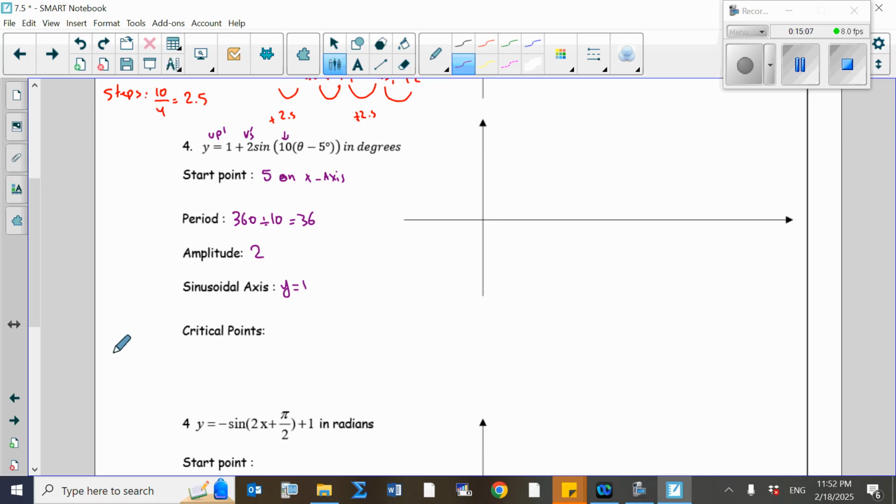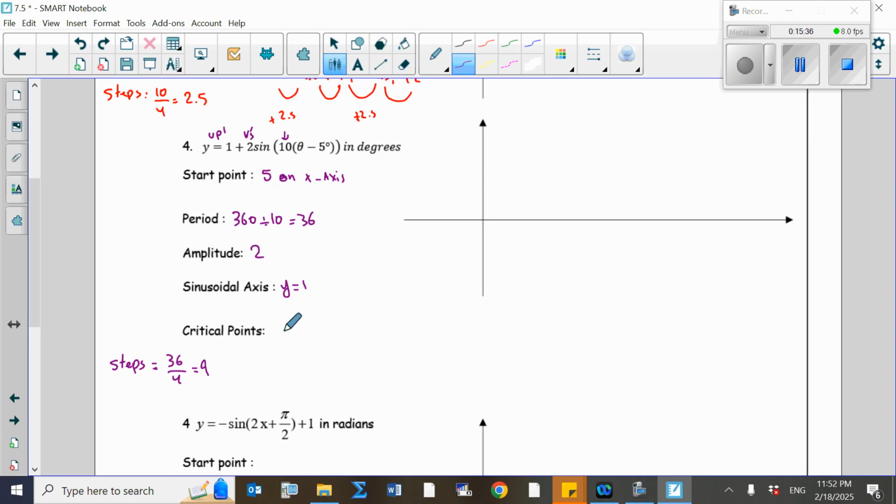Now we're going to look for the critical points. Divide 360 by 4. That's 9. I'm sorry, divide 36 by 4. I'm going to write that again. Sorry. So steps will be 36 divided by 4, which is 9. So this is the steps between the critical points.